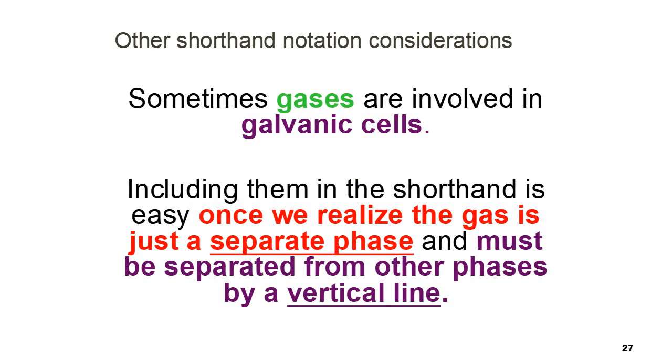Here is another point to note: sometimes gases are involved in galvanic cells. In such a case, including them in the shorthand is easy once we realize the gas is just a separate phase and must be separated from other phases by a vertical line.